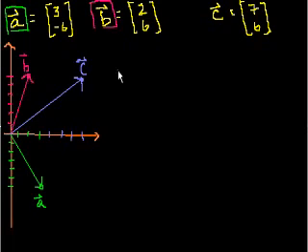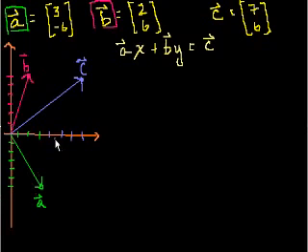So I essentially want to say that vector A times x, that's how much of vector A I'm contributing, plus vector B times y, that's how much of vector B I'm contributing, is equal to vector C. And maybe I can't. Maybe there's no combination of vectors A and B that when you add them together equal vector C. But let's see if we can solve this.